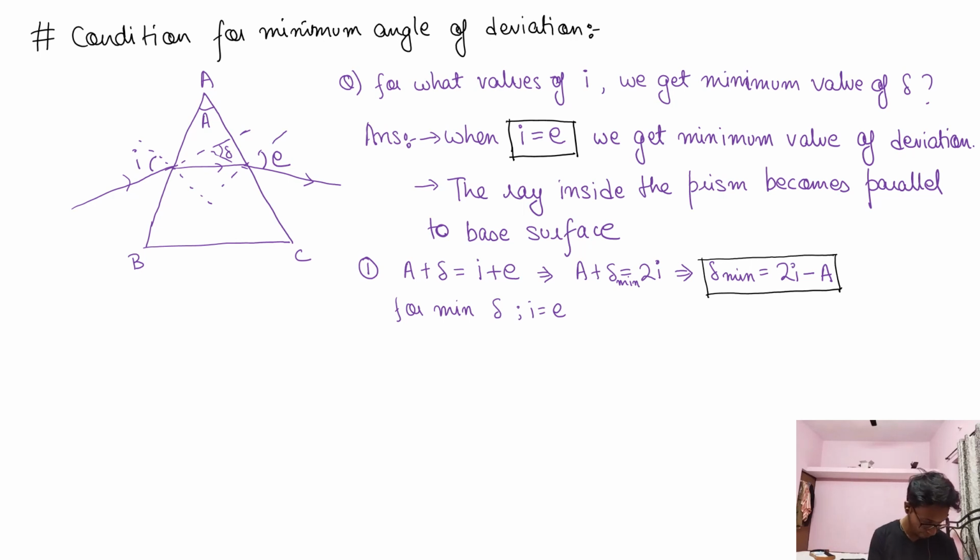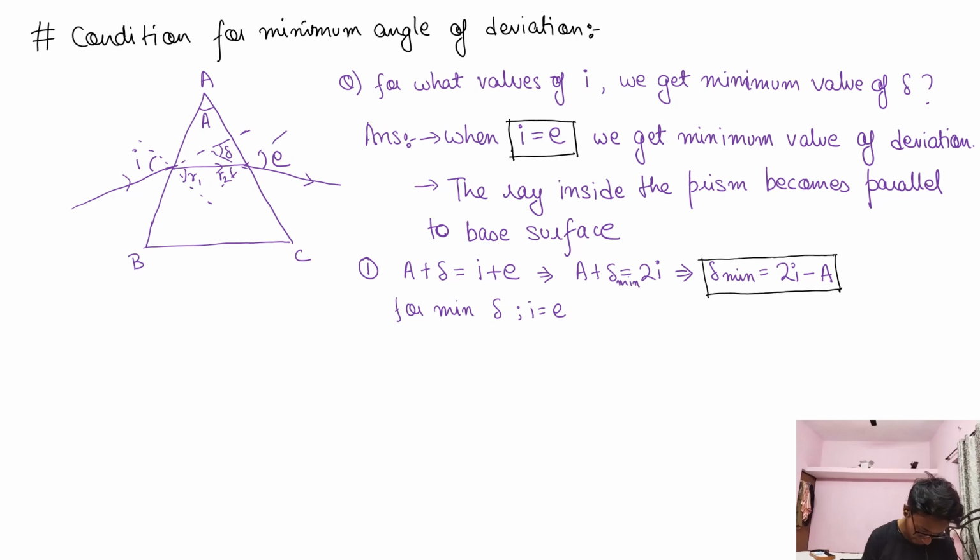A few more things to remember here: at minimum angle of deviation, this ray is parallel to the base, I is equal to E. The value of D minimum is equal to 2 into I minus A, or twice the angle of incidence minus A. One more thing, note here: R1 is equal to R2. Why? If I is equal to E, then R1 is also equal to R2, no?